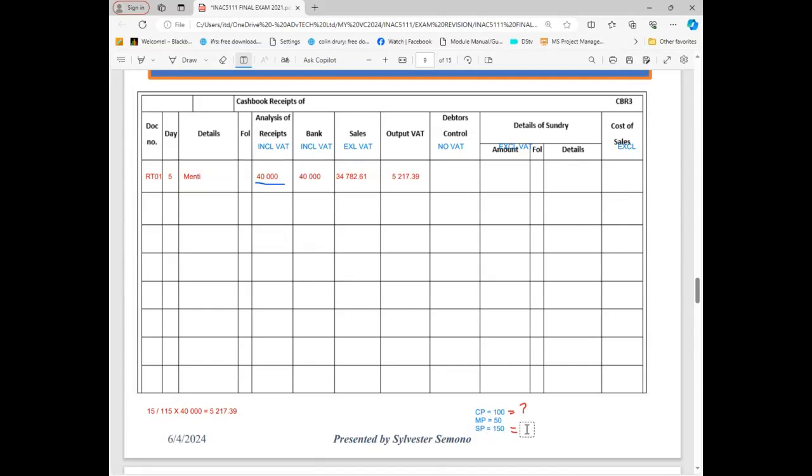So that sales amount, I'll come and write it here. That's how I do the calculations. Can you see now? So now the fraction will be, remember, wherever I put question mark, I put on top. Wherever I put the amount, I put at the bottom. So therefore, the calculation will be 100 divided by 150 times 34,782.61.